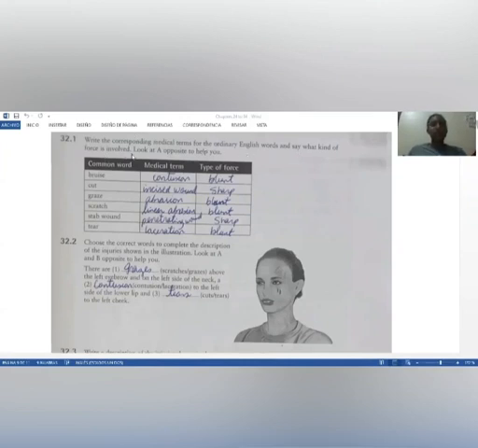Write the corresponding medical terms for the ordinary English words and say what kind of force is involved. Look at A opposite to help you. Common word: bruise. Medical term: contusion. Type of force: blunt. Cut: incised wound. Sharp. Graze: abrasion. Blunt. Scratch: linear abrasion. Blunt. Stab: penetrative wound. Sharp. Tear: laceration. Blunt.